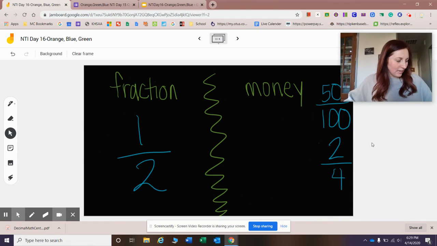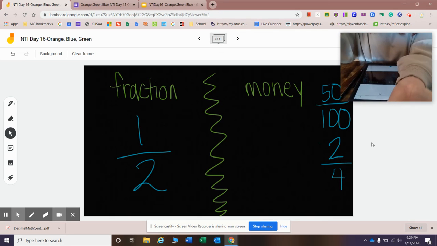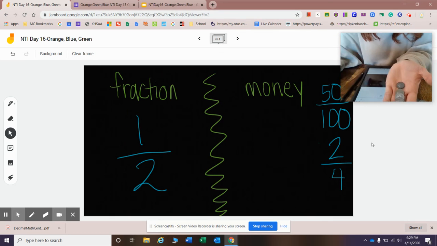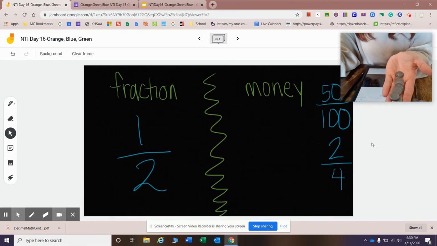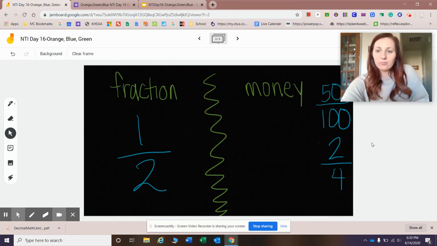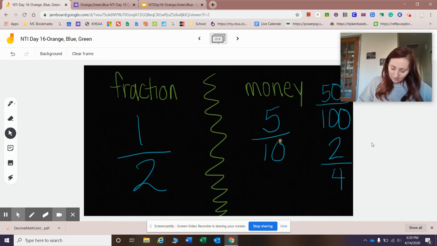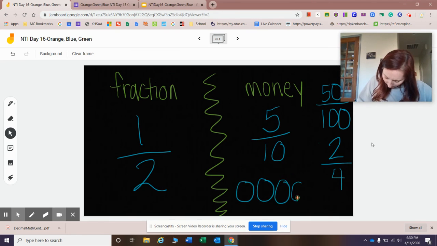Well, what if we were talking about dimes? It's hard to see, but there we go. I have 10 dimes here, okay? What is half of 10? How many dimes would I need in order to equal 1/2? If you said 5 would get you 50 cents or would be half of $1, you're correct. So you could write it as 5/10, which is equivalent to 1/2. You can also think about it in terms of 5 dimes.